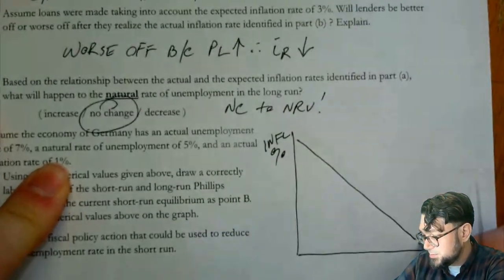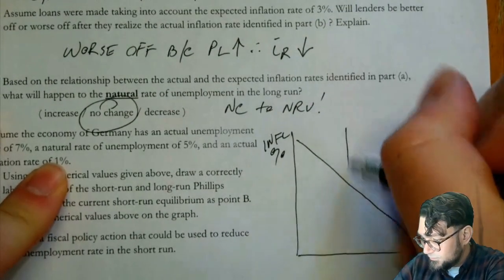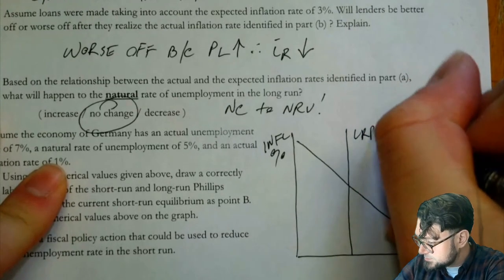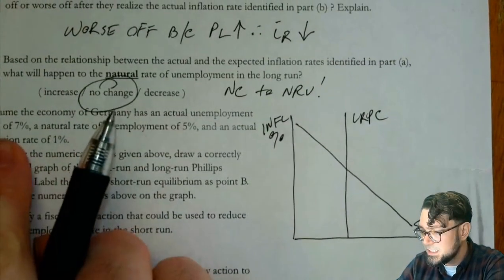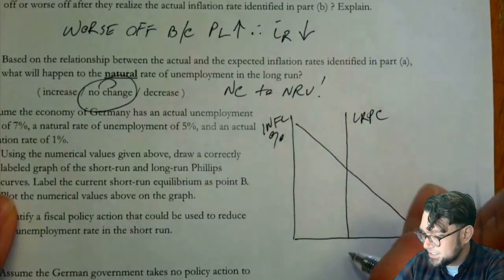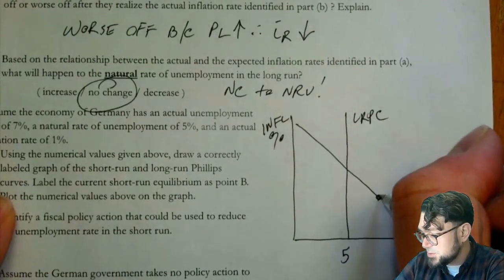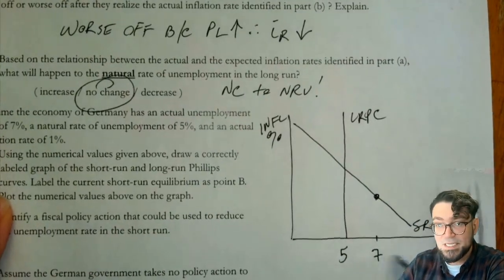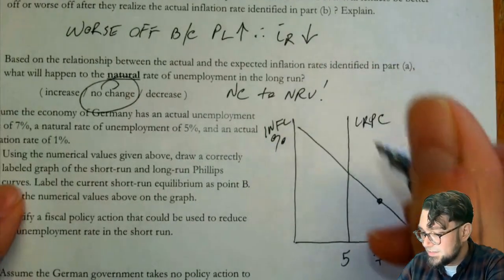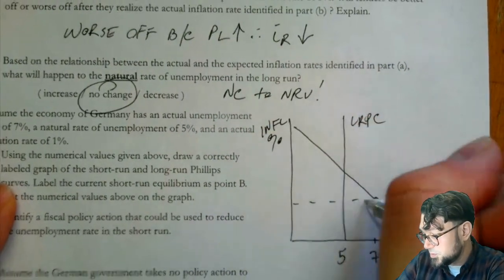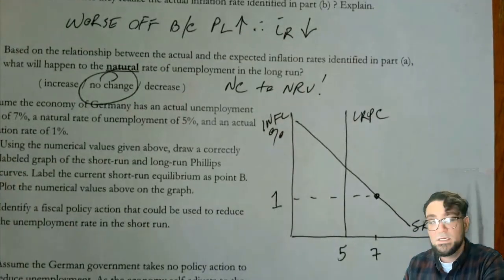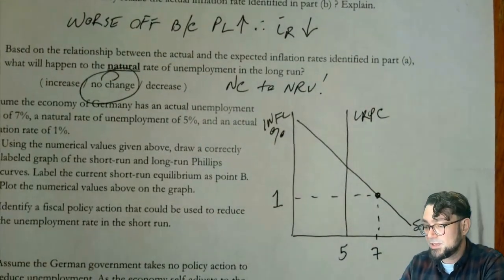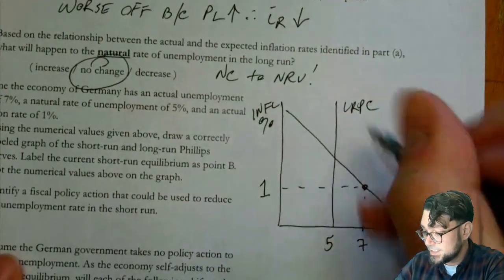Downward sloping SRPC and a vertical LRPC. And it does tell us the actual unemployment rate is 7 and the natural is 5. So that tells me that we are here at 7. So we are in a recession. And the actual inflation rate is 1%. So that gets us to the beginning of this problem. And it does say label the current short run as point B.